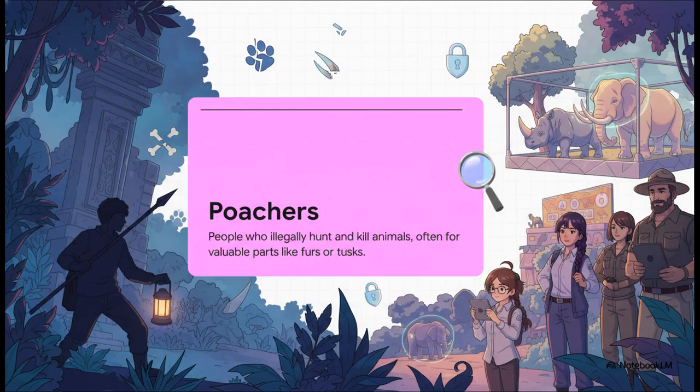Here's another word you absolutely need: poachers. Notice the model essay doesn't just say hunters, it uses the more specific and, frankly, more emotionally charged term poachers to really highlight that their actions are illegal and cruel. This kind of precise language is exactly what will impress an examiner.